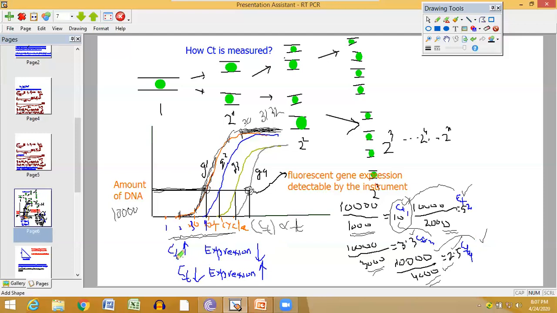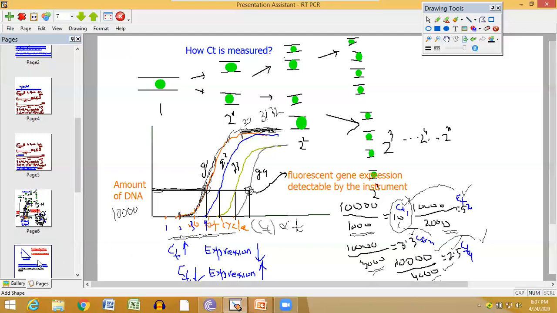Okay. So see, this is one point you can draw: if for one gene, after real-time PCR, you see the CT is more, that means the expression was less. And if you see CT is less, that means the expression is more. CT and expression have an inverse relationship. So that has been plotted in the next slide.